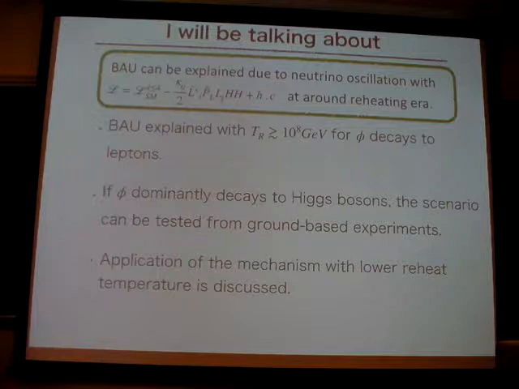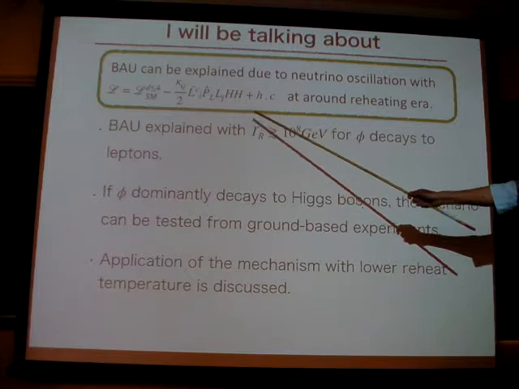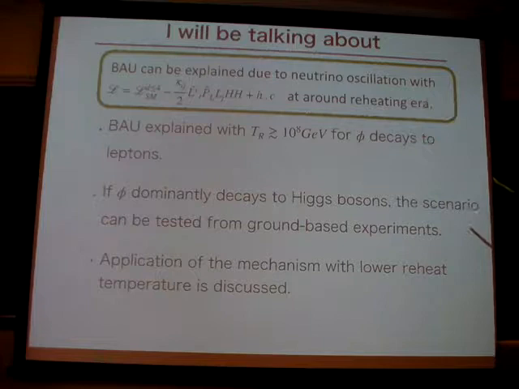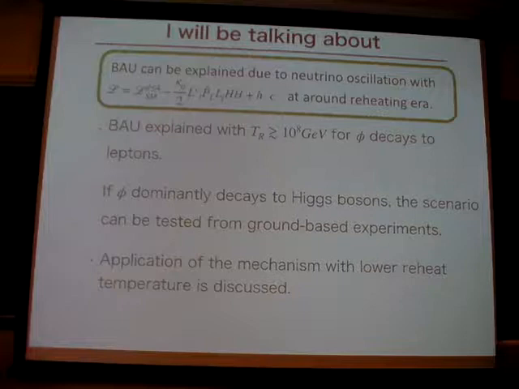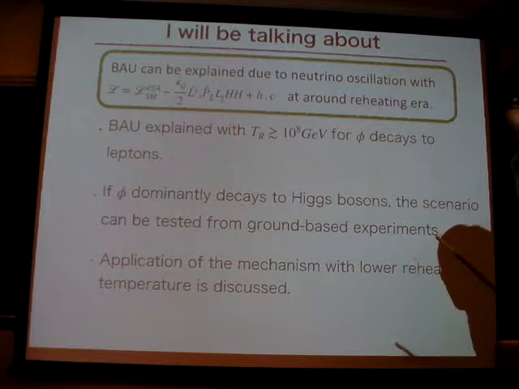I will show that the baryon asymmetry can be explained due to neutrino oscillation with this effective Lagrangian. And the important thing is the neutrino oscillation at around the reheating era. I will show that the baryon asymmetry can be explained if the reheating temperature is greater than 10 to the 8 GeV before the inflaton decays to leptons. And if the inflaton dominantly decays to Higgs bosons, our scenario can be tested from ground-based neutrino experiments. And lastly, I will mention an application of the mechanism to reduce the required reheating temperature. So this is the end of the introduction, and I would like to move to the main part.